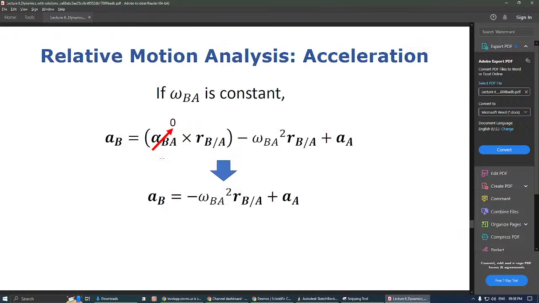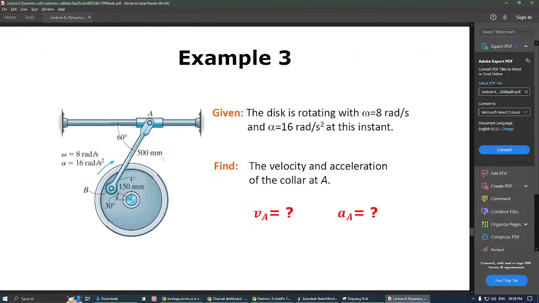We have an example here. The disk is rotating with omega. Omega is given. Alpha is 16 radians per second square at this instant. Velocity and acceleration of collar at A. A is moving horizontal, right? Yeah, correct.